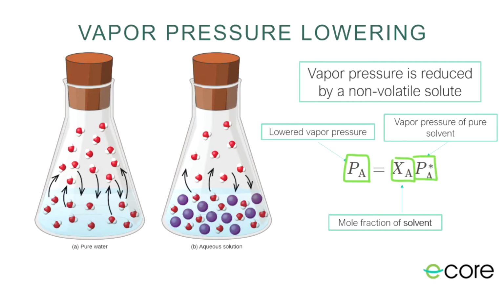So if I think about this equation and the figure I have to the left, right here I would have pressure H2O with a little asterisk. It would be the pressure of H2O when there's no solute present. And then next to it, I would have pH2O, and it wouldn't have the asterisk. That would be the lowered vapor pressure because I've dissolved some solute. Okay, so when I go and dissolve these purple solute molecules, my vapor pressure is lowered.